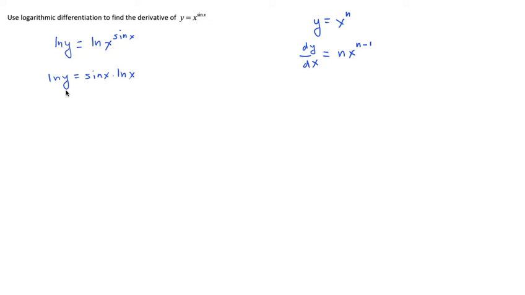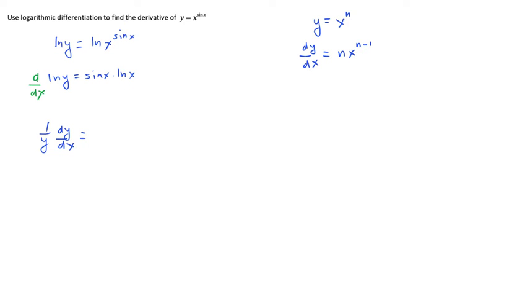Now we can take the derivative of both sides. Once again, we're going to use implicit differentiation because that's a y term. So that's 1 over y, dy dx. But then what about the derivative of the right side? Well, we just use a product rule here.